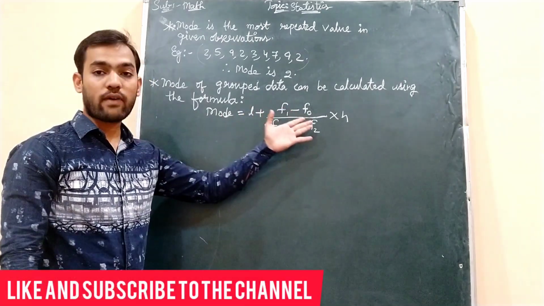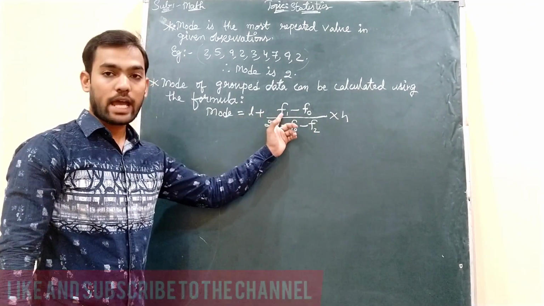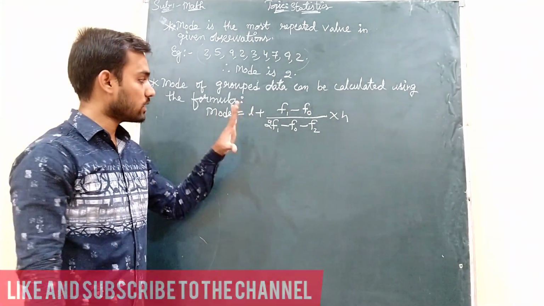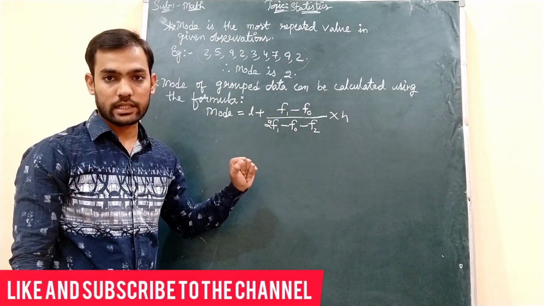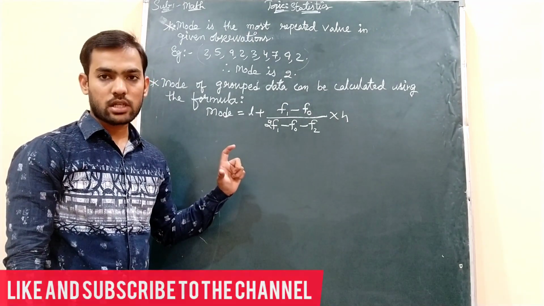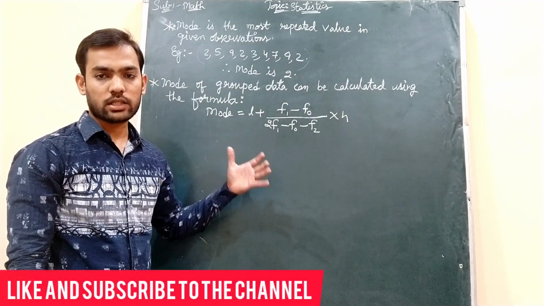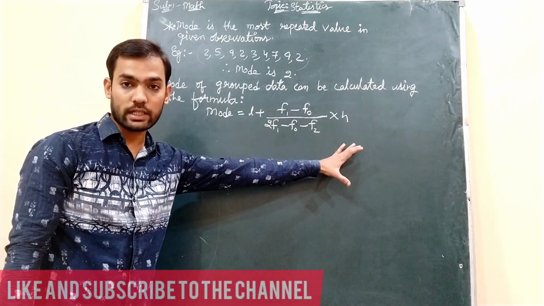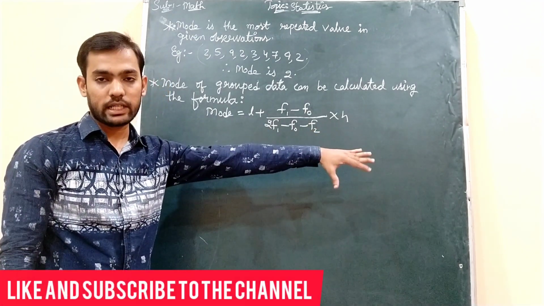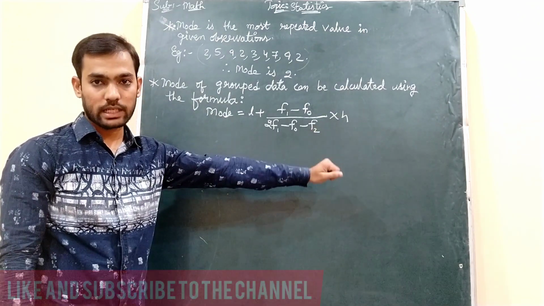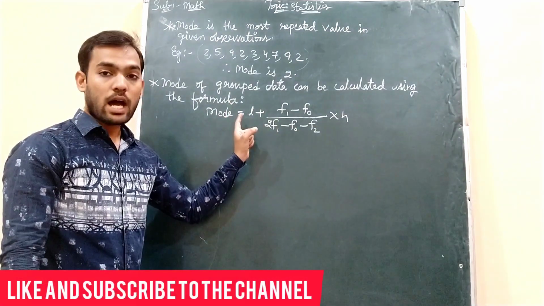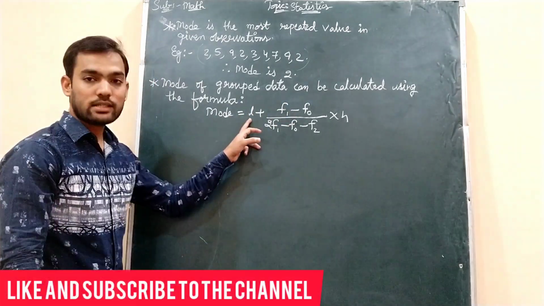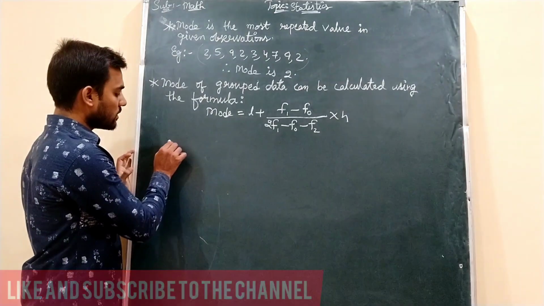Now here you have 5 different letters: L, F1, F0, F2 and H. Now you should know what those terms indicate, because in examination you may get for 1 mark or 2 marks a question like: write the formula to calculate mode of group data and explain the terms involved in it, for mode or for median. Among these two formulae, any one you may get in your examination. So you should be well aware of the explanation of these terms. So now what does this L stand for? It is very easy, guys.